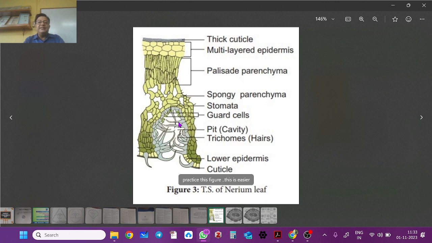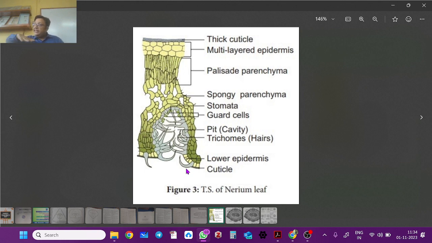Then the guard cells guard the stomata and keep them protected. Then you have the pit. Some call it pith, some call it pit. Basically, it's the cavity inside. Then on that you have hair-like trichomes present. Then the lower epidermis, followed by the lower epidermis.